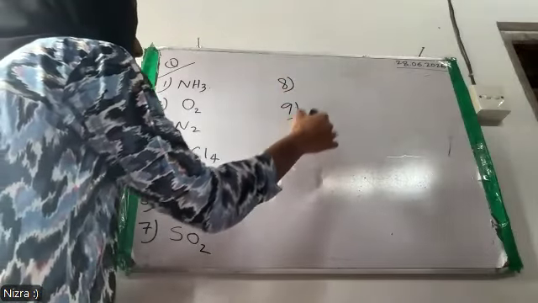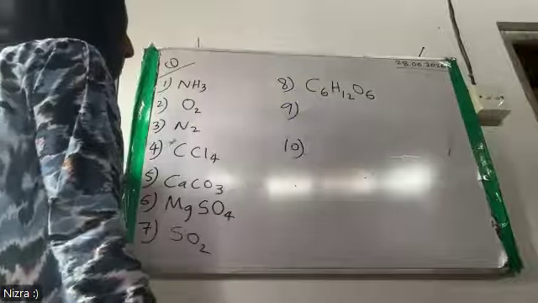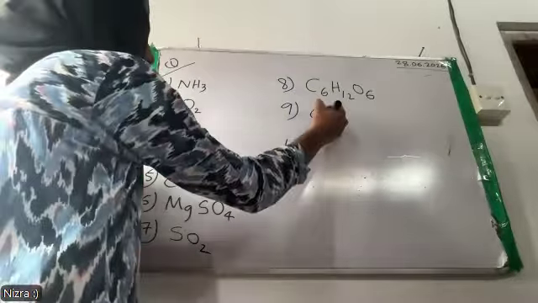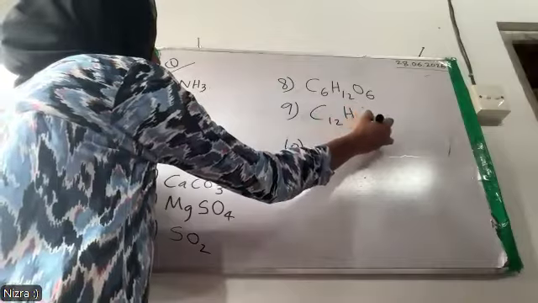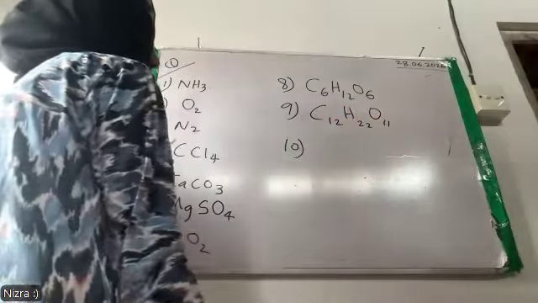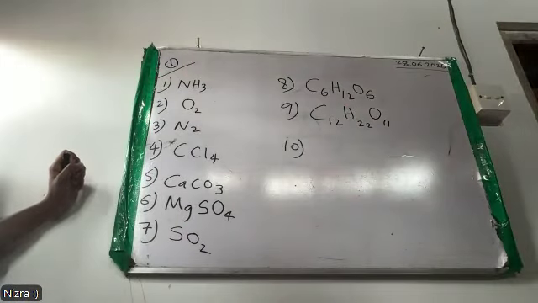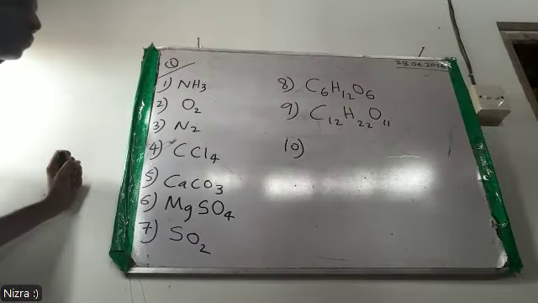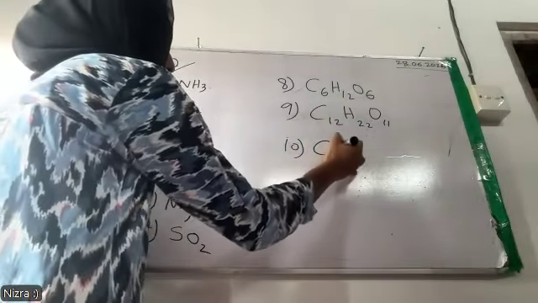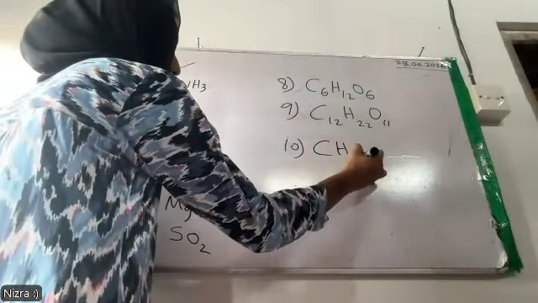You will get big compounds also. Now this is glucose. This is C6H12O6. This is sucrose. This is alcohol. Yeah, fine for this.